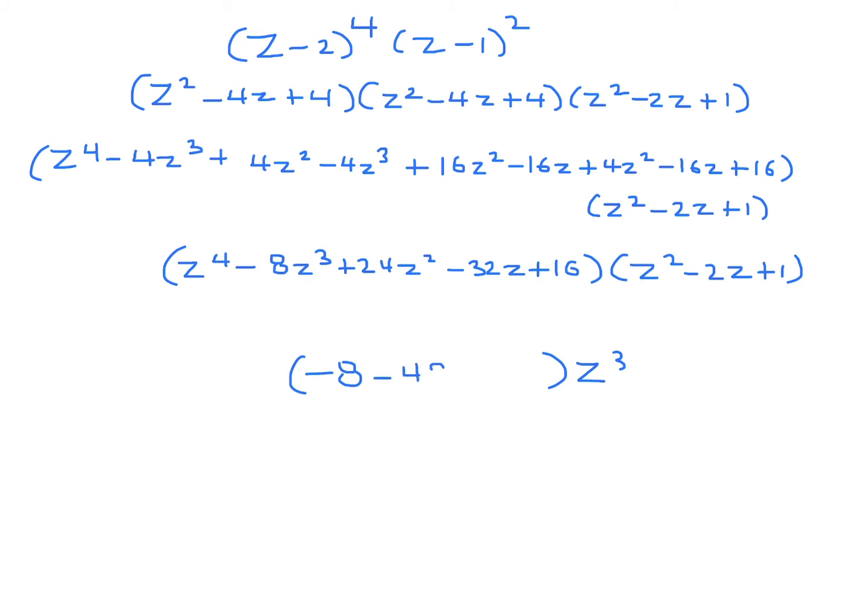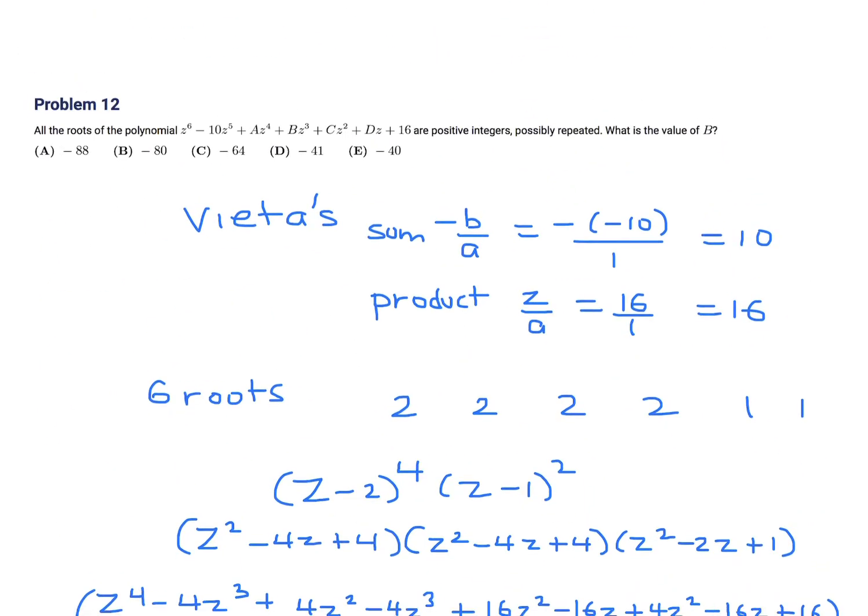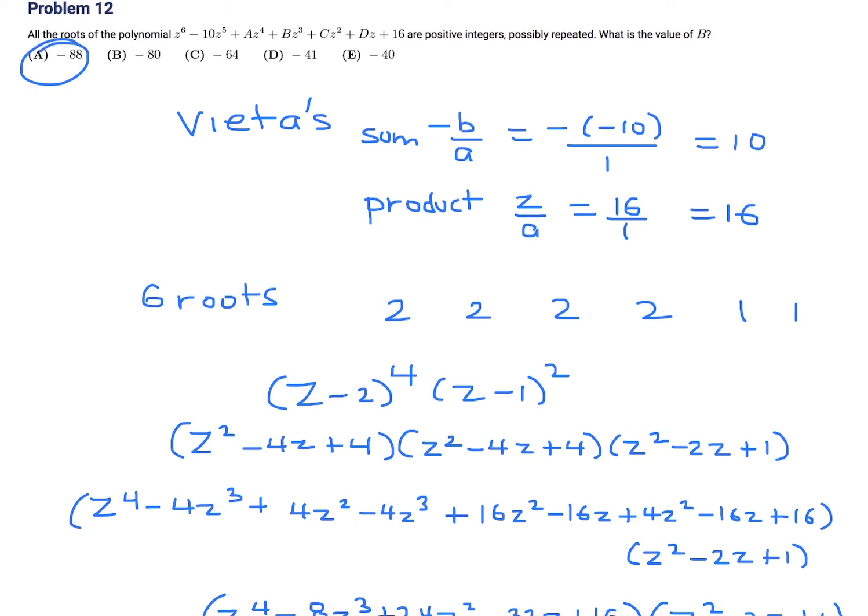If I multiply this by this, it would give me z to the power of 3, and that would be minus 48. And this multiplied by that would give me a z to the power of 3, namely minus 32. So z to the power of 3, when you add all those, is minus 88. And that is the coefficient, and that is what's represented by the letter b. So therefore b is minus 88, which is A for number 12.